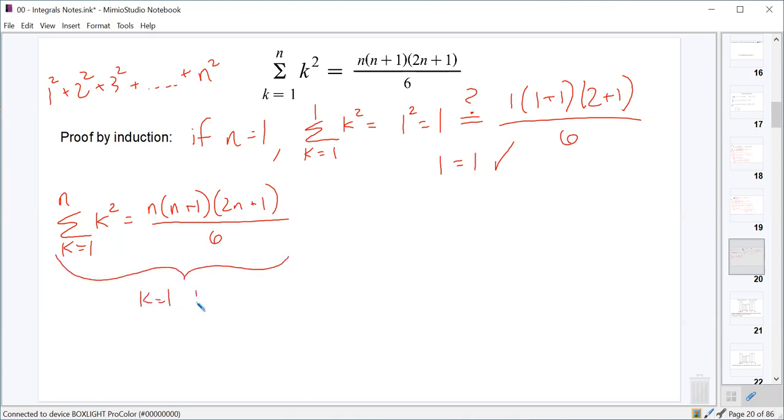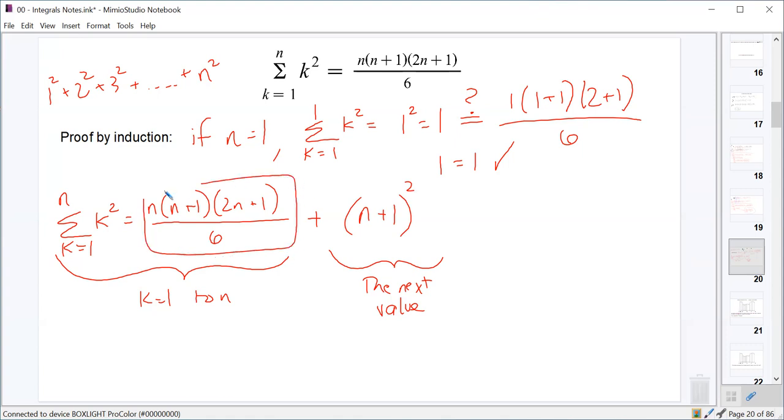This is from k equals 1 to n. But if I add the next value, let's add the next value. So I'm going to call this over here. The next value should be, well, if I got to n and I went to the next value, that'd be n plus 1. And the way we find these numbers is by squaring them, because this is the sum of the squares. So what we've now got here is a sum from k equals 1 to n plus 1. It should be equal to the value that we knew was true plus the next term.